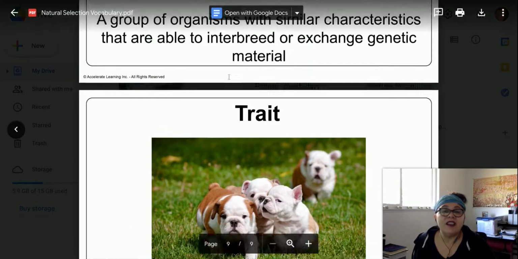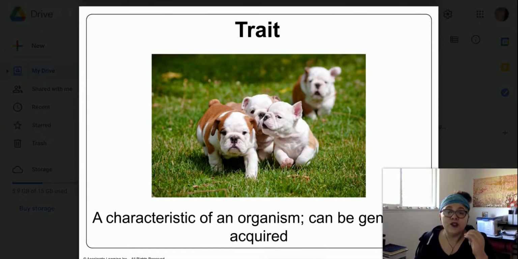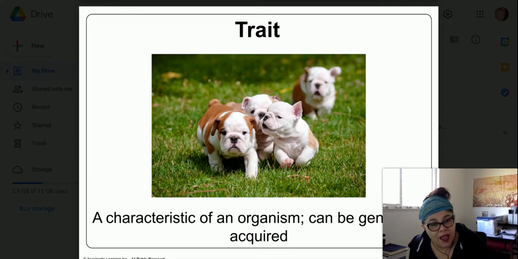And finally, I know you're all dying, the last vocabulary word, trait. A trait is a characteristic that an organism can have that is in a species that can be generally acquired by the next generation. Okay? So, how you look. When you look in the mirror or you look at pictures of your parents when they were young, you can see a lot of things the same.